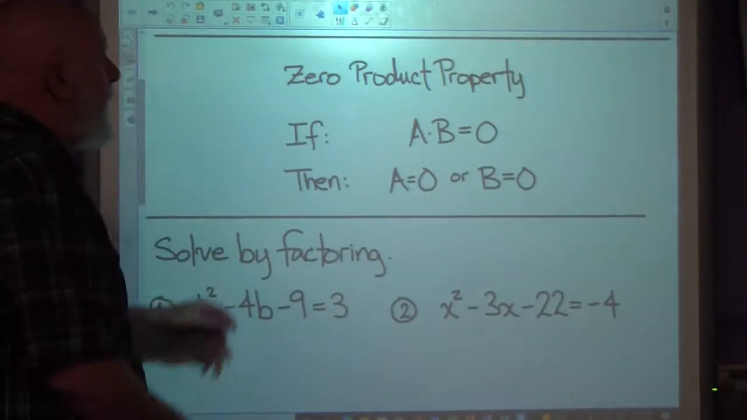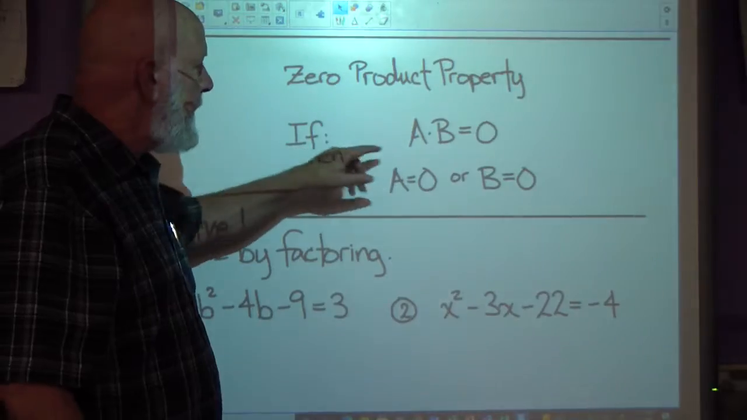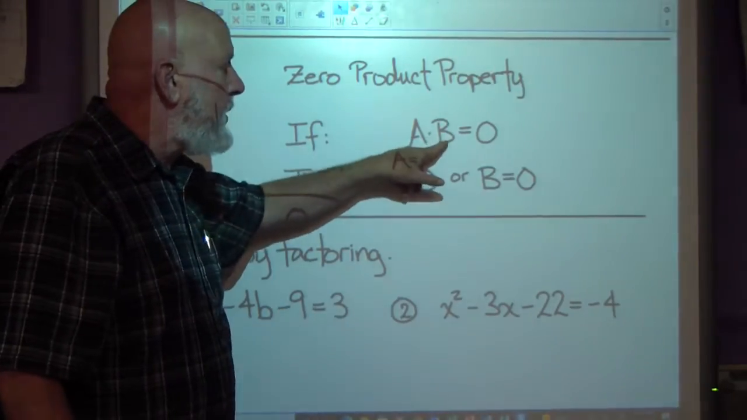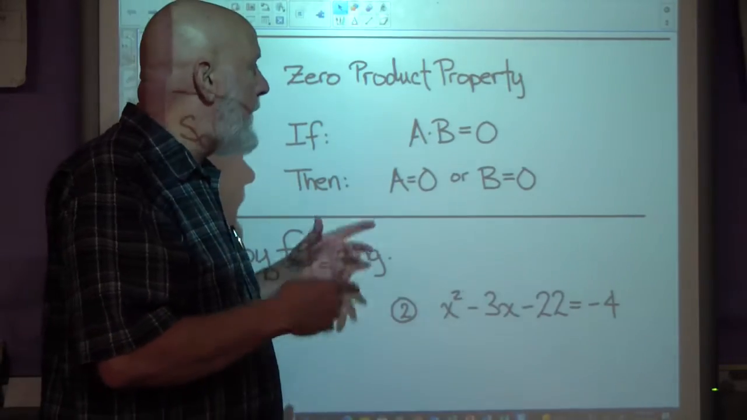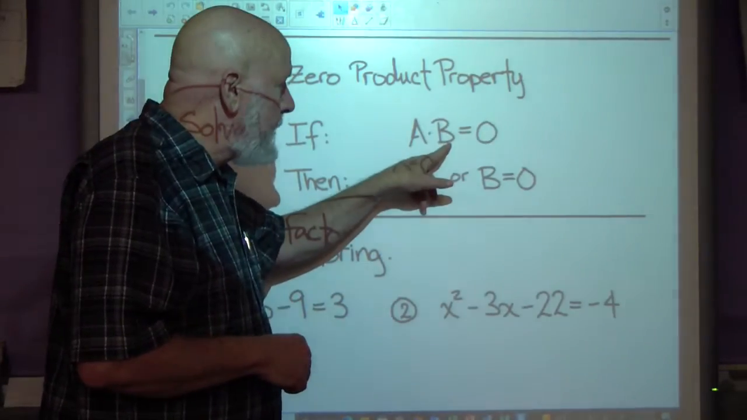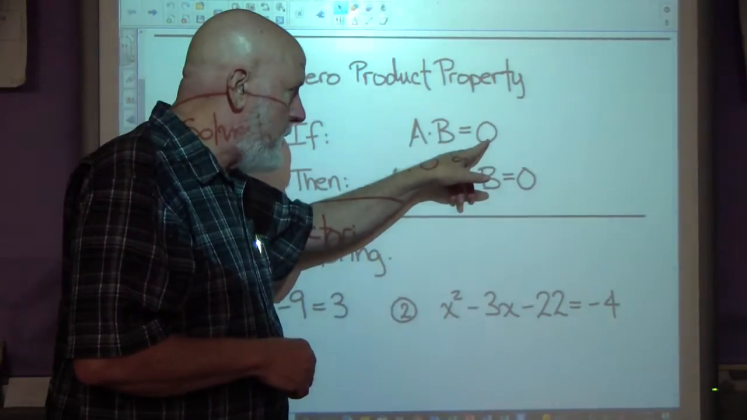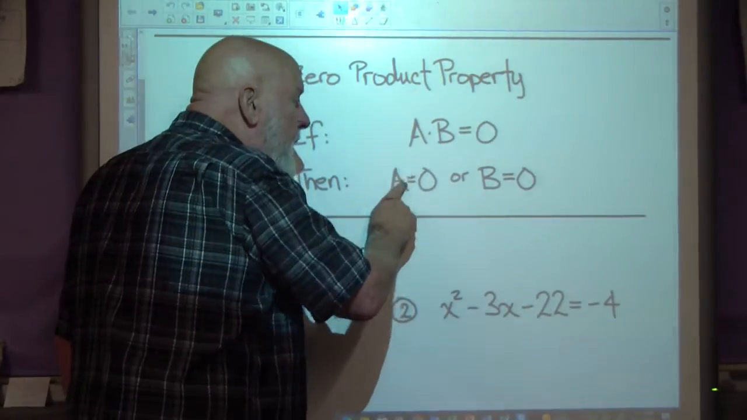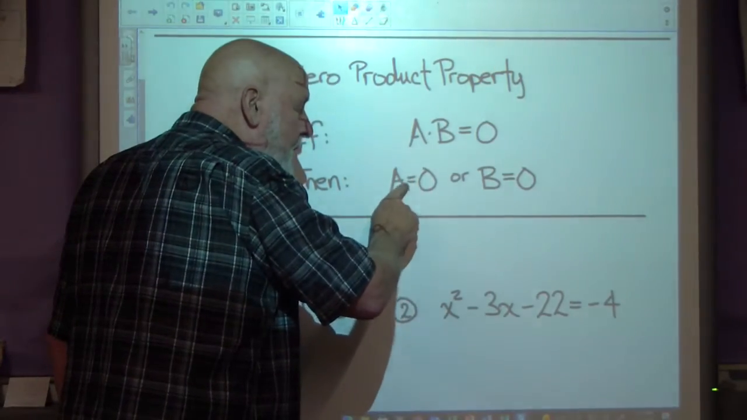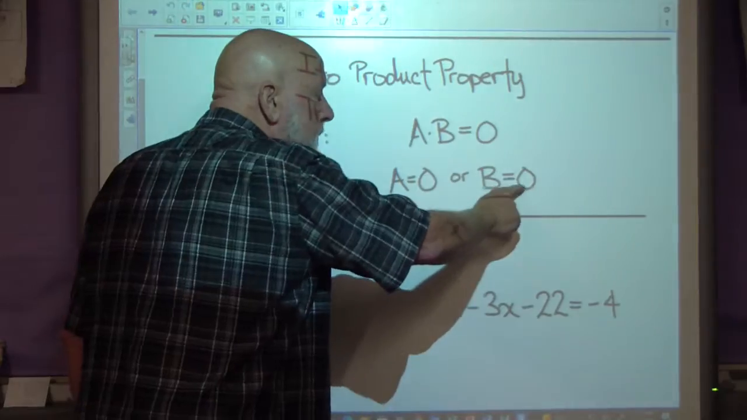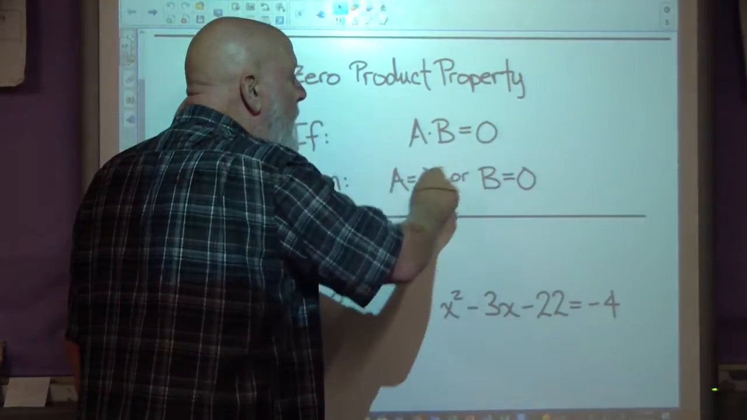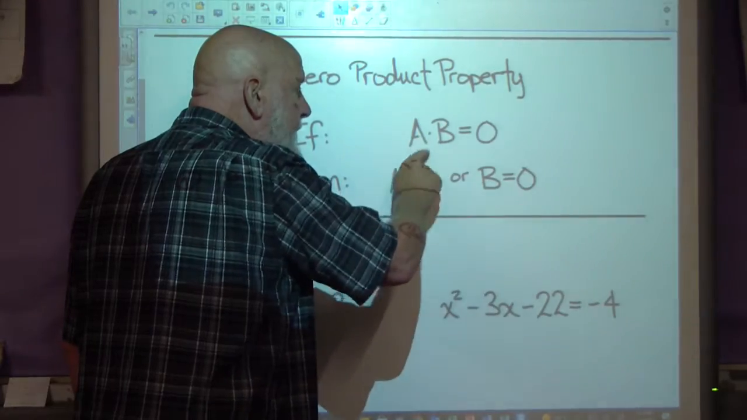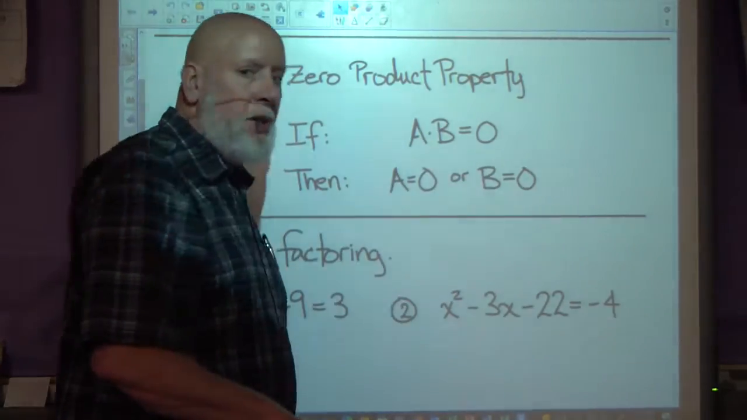The zero product property says that if you have any two things that are multiplied together, I just called them A and B, we can call them anything we want, X and Y, whatever. But if we have two things that are multiplied together and we get 0, then either the first one has got to be 0 or the second one has got to be 0. So if you multiply two things together and you get 0, one of these has got to be 0. That's the zero product property.